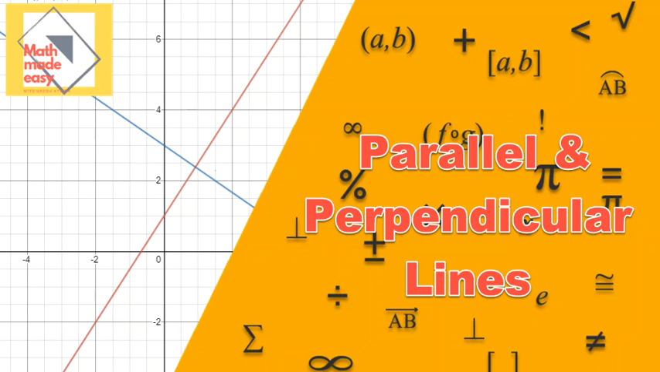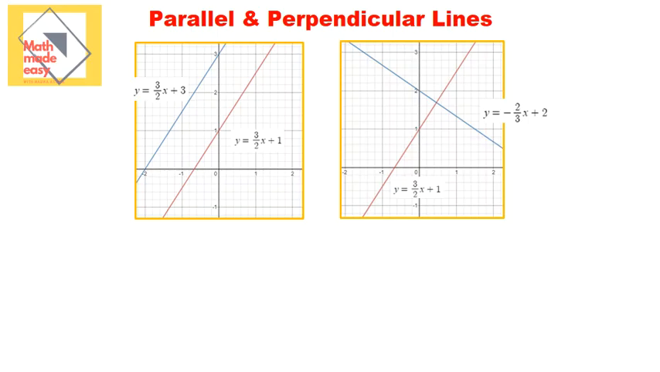First, we will discuss the rule of parallel and perpendicular lines. Then we will know how to find out whether two lines are parallel, perpendicular, or neither without graphing. Then we'll see how to find an equation of a line parallel to another line passing through a point or perpendicular to another line passing through the point. So let's see what we have here.